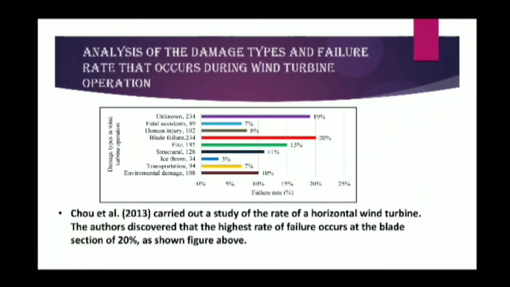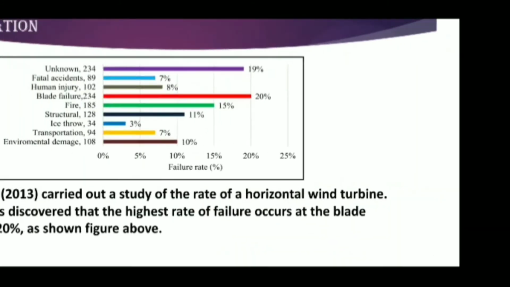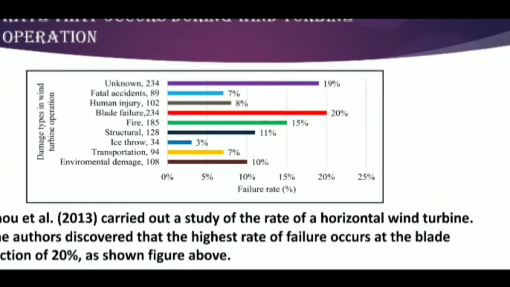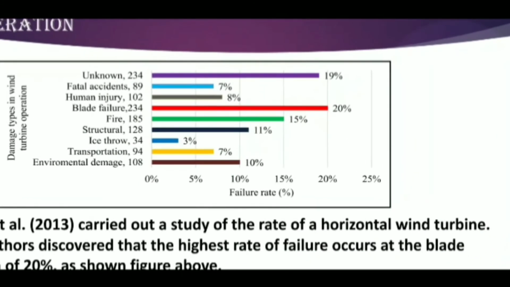And next is the analysis of the damage types and failure rate that occurs during wind turbine operation. The graph shows the damage types in wind turbine operation. Unknown is 234, fatal accidents is 89, human injury is 102, blade failure is 234, fire 185, structural 128, ice throw 34, transportation 94, environmental damage 108.